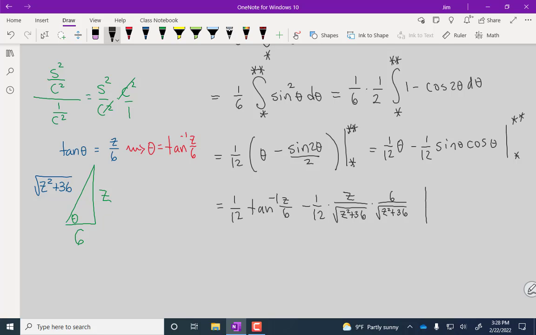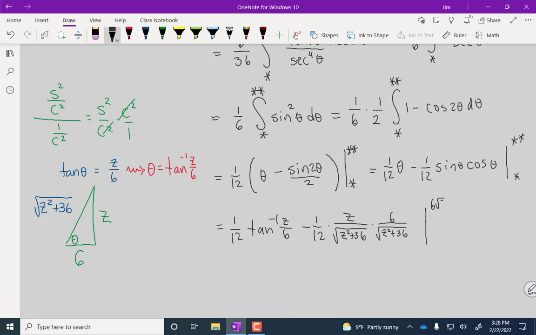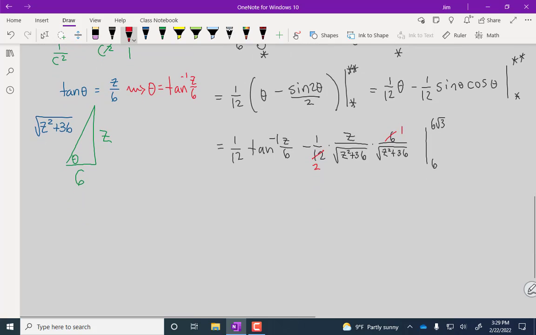Now we can go back to our z limits, whatever they were, 6 and 6 root 3. So stare at that a minute, make sure that that's copacetic. You definitely have a cancellation of a 6 right here. That's going to turn into a 1. This will turn into a 2. Before we substitute it in, let's just rewrite it one more time. Let's combine those two denominators over there just to clean it up before we evaluate. So this is going to be z divided by z squared plus 36.